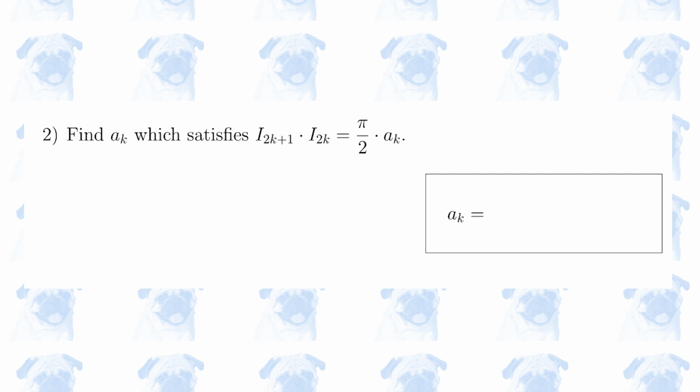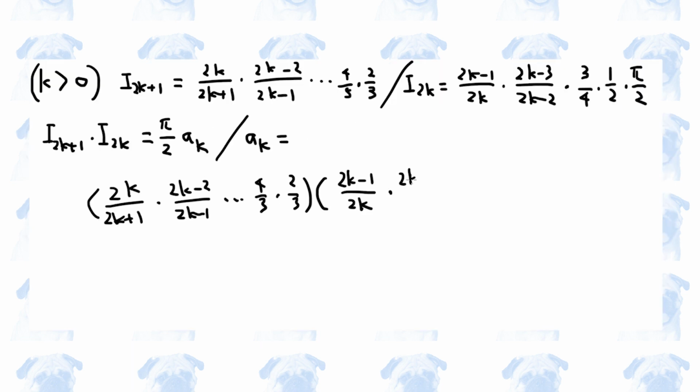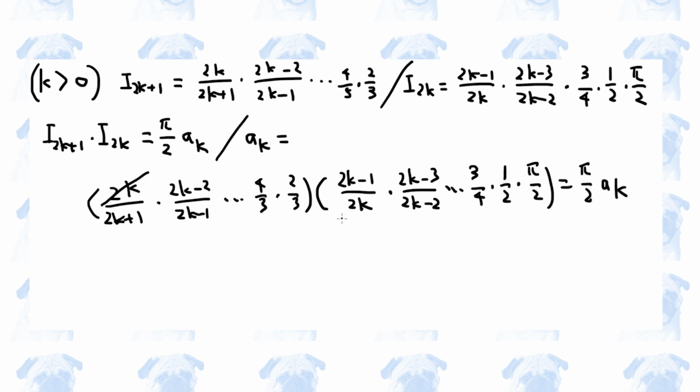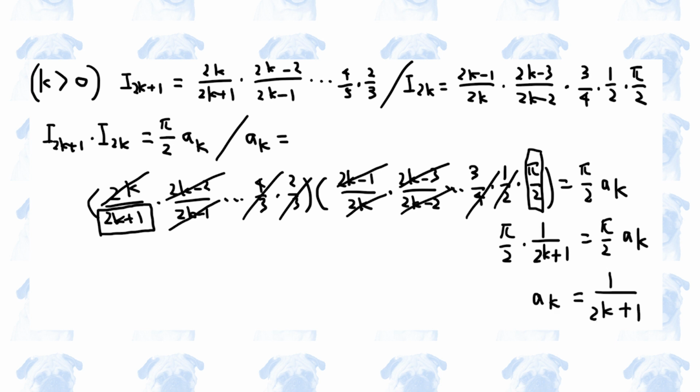Section 3, number 2. So notice that we have reciprocals, 2k, 2k, 2k minus 1, 2k minus 1, and so on. All these numbers disappear except 2k plus 1 in the denominator and pi over 2. So the left hand side becomes pi over 2 times 1 over 2k plus 1. Therefore, a sub k is equal to 1 over 2k plus 1.